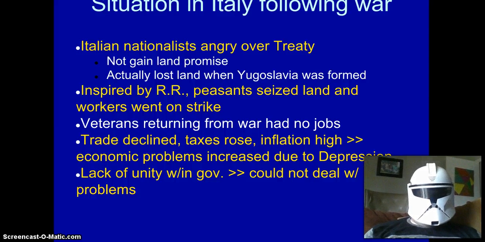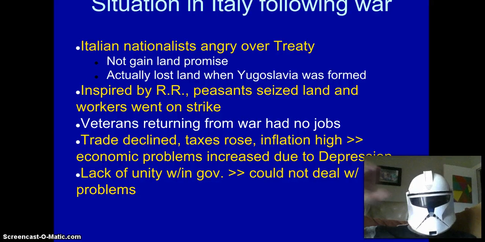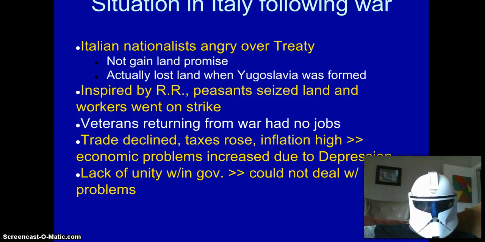In Italy, after the war, Italian nationalists were angry about the treaty because they didn't gain any land. They were promised land, but they actually lost land. The Russian Revolution happens. There are always revolutions happening, so these guys were upset. The peasants are going to seize land. They're going to go on strike.